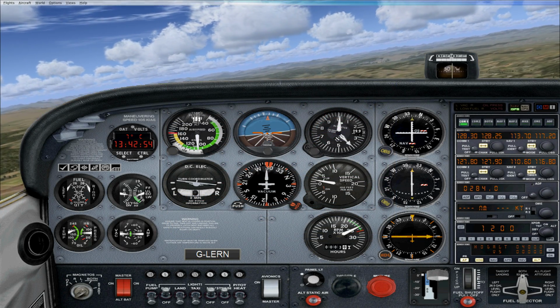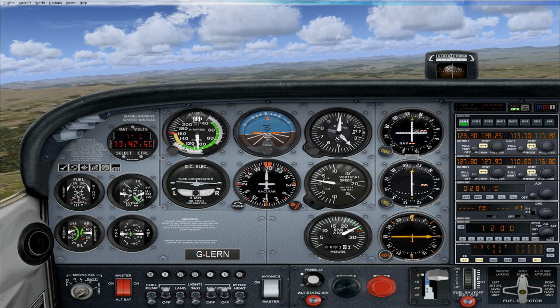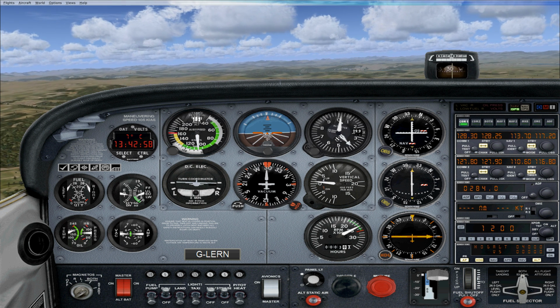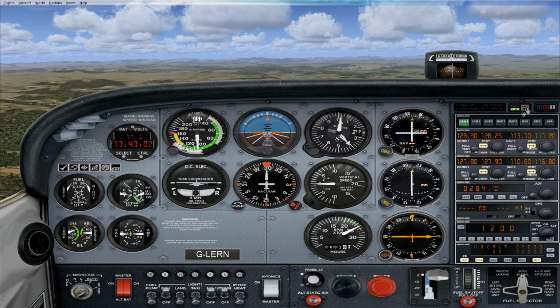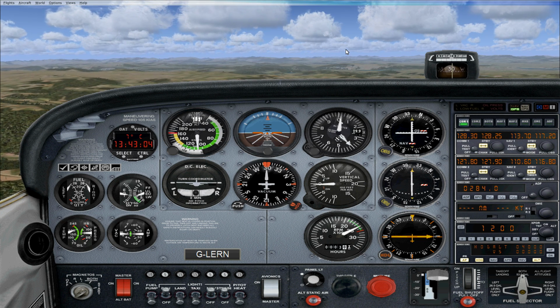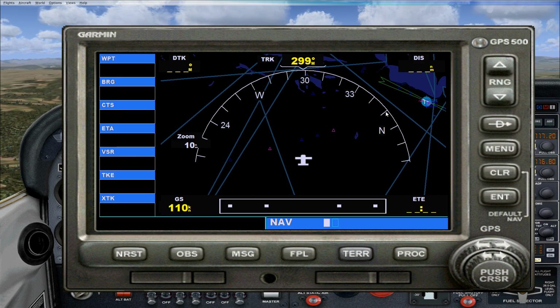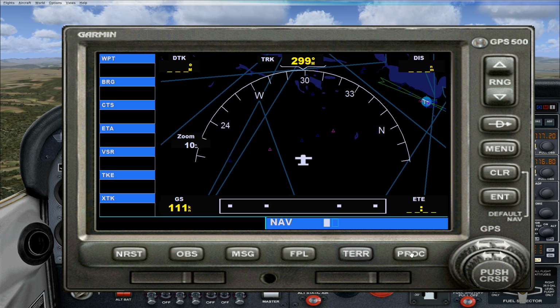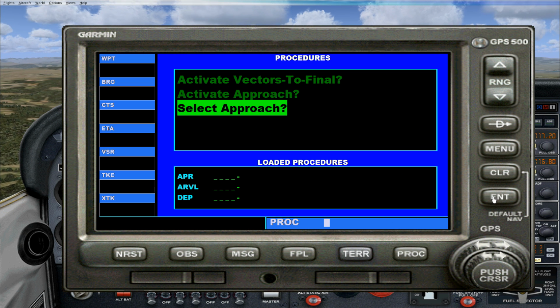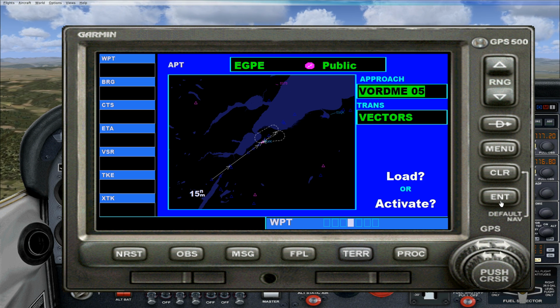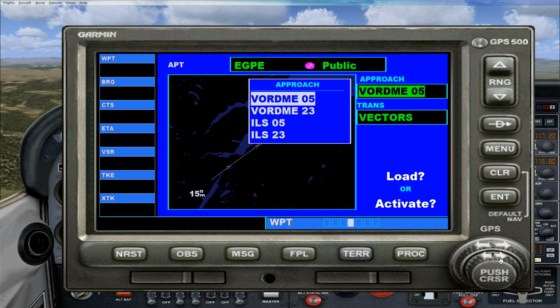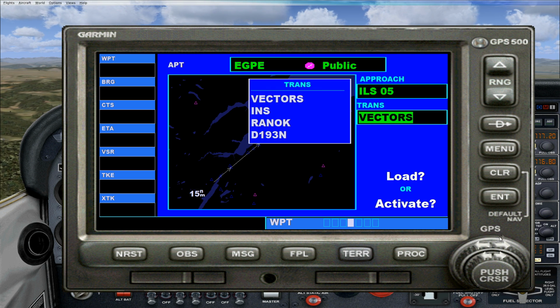Okay, so it is also possible to fly a DME Arc using the GPS in FSX. So obviously, first of all, make sure you're set to use GPS as your navigation source. And then if you bring up the GPS menu here, first thing to do is go to Procedures and then select Approach. Inverness Airport there. If we drop down to the approach, we want ILS runway 05, so take that one.